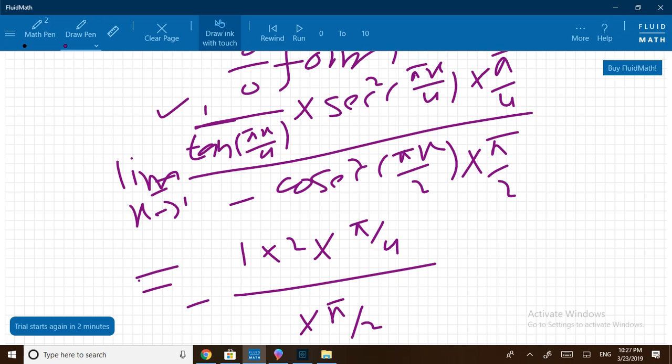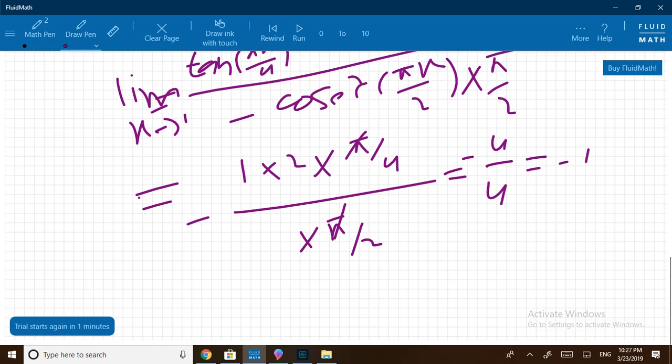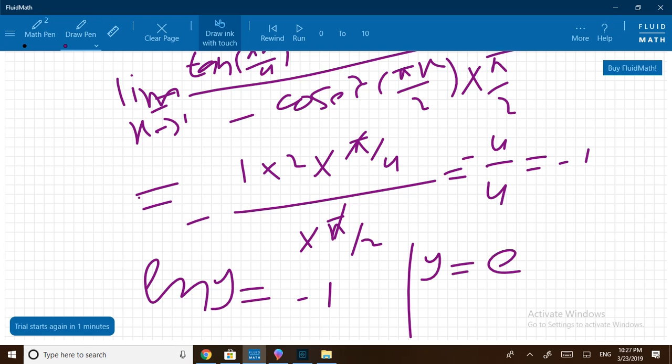So I am getting over here π cancelled out with π, and it will be 4 divided by 4, which is equal to minus 1. So natural log of y is equal to minus 1, and y is equal to e raised to the power minus 1, which is 1 over e.